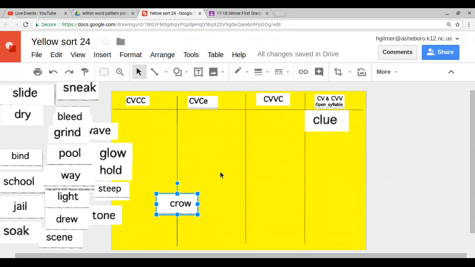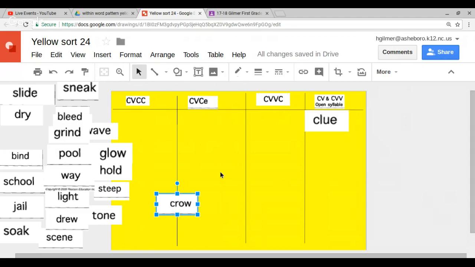Okay. So crow. Where is that going to fit? It makes a long O sound. And when I was explaining it, there is a consonant at the end. So even though I said there's no oddballs in this, there are a couple of triggers, because we went ahead and just looked at the end of that word and said, there's a consonant at the end. That's it. We don't need it.